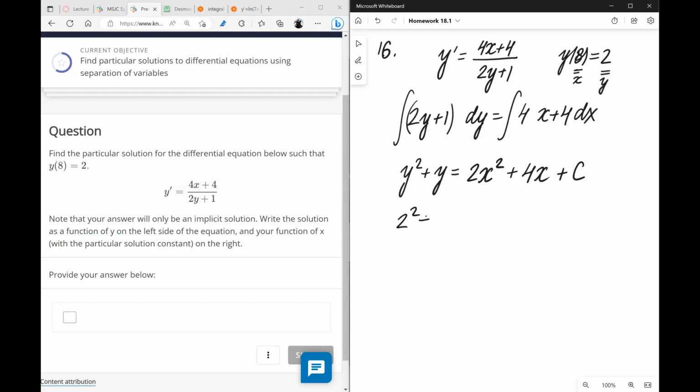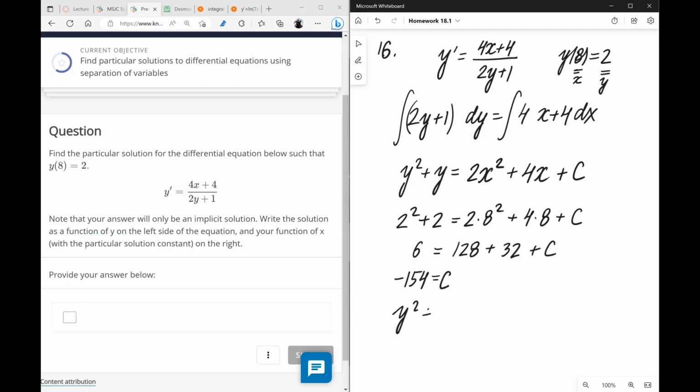To find c, we're going to use this x value and use this y value. So we have 2 squared plus 2 equals 2 times 8 squared plus 4 times 8 plus c, and we have 6, we have 128, we have 32, and we have 160, so negative 154 is c. So the final answer is y squared plus y equals 2x squared plus 4x minus 154.